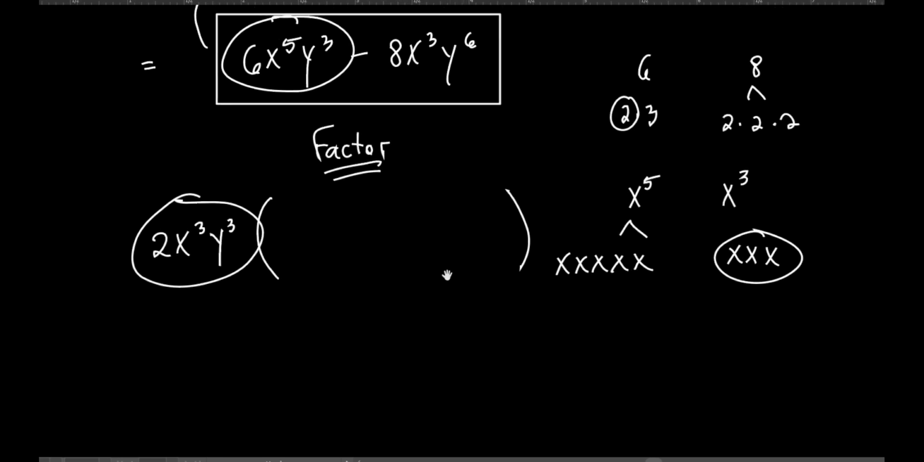I'm factoring it, dividing it out from this. So I'm going to write this down, but eventually you shouldn't have to. You should be able to look at it and do it in your head. But right now I'm going to write it down, in another color, just so this is off to the side. So I take the first term, 6x to the 5th y cubed, and divide it by the 2x cubed y cubed, my greatest common factor.